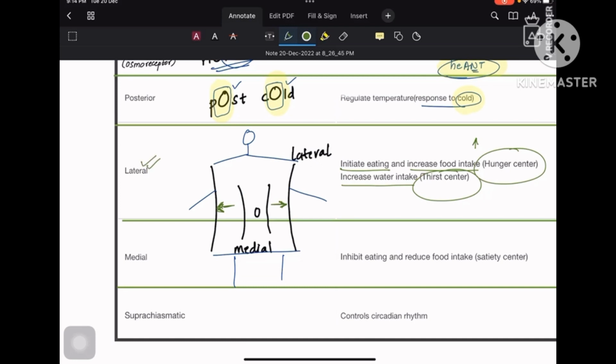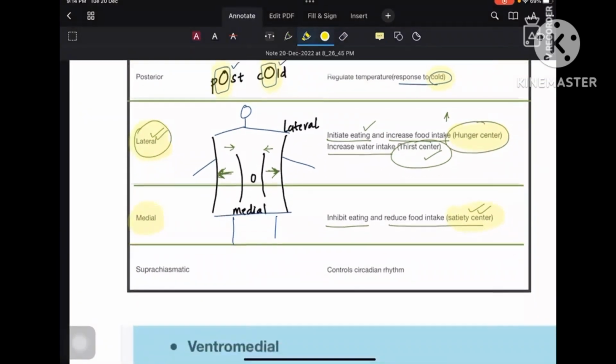That means you grow laterally, that means you are becoming fat because of increased eating and increased drinking. Whereas when you become thin, like you grow towards the medial ends, that means you are inhibiting eating and reducing the food intake, that is the satiety center function. So laterally it is for the hunger center, whereas medially it is all about the satiety center. So this completes this confuser part.